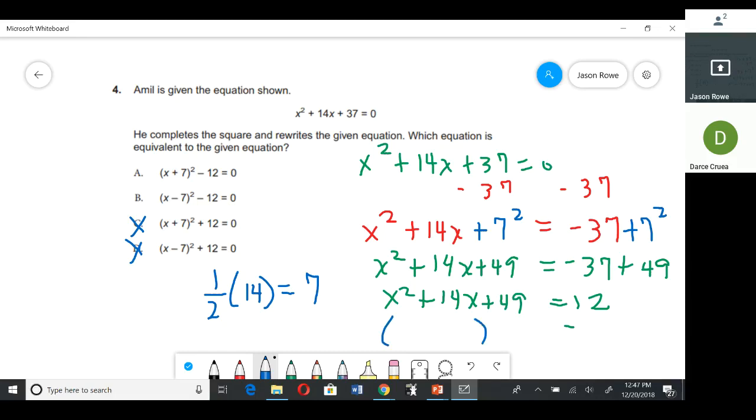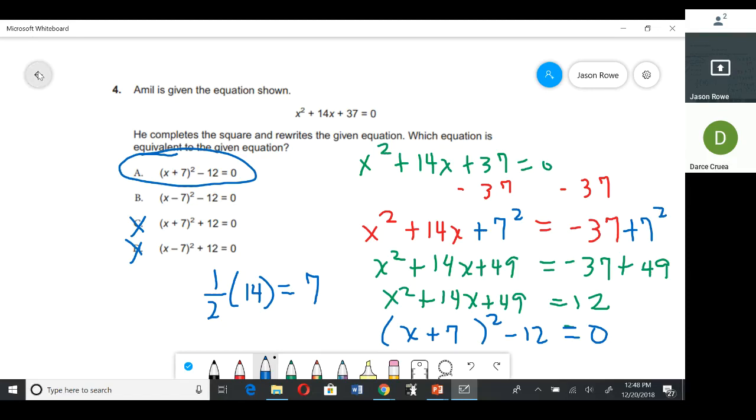the trinomial there, x squared plus 14x plus 49. And if we look, all of our terms are positive. So if everything's positive, we can't really have a negative. So I'm thinking x plus 7 squared. The only x plus 7 squared of the ones that we've got left would be A. And so I think that's the right answer. It is the right answer.